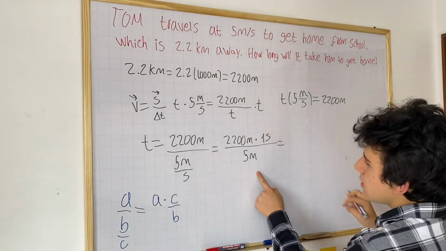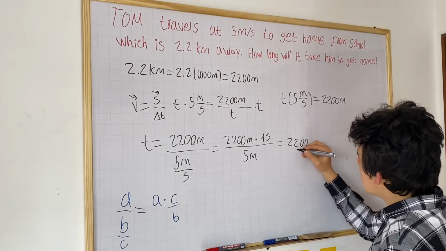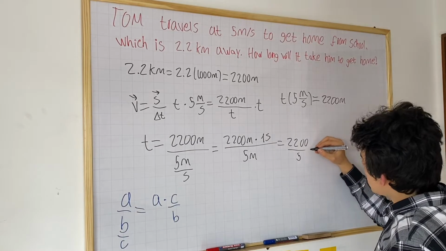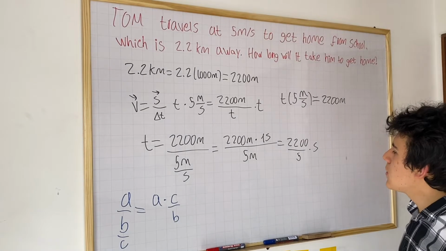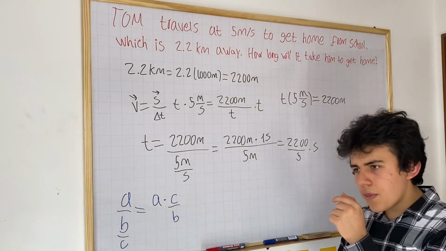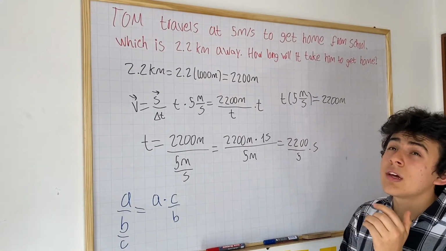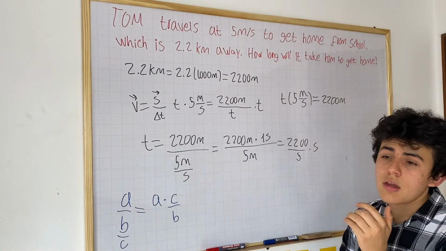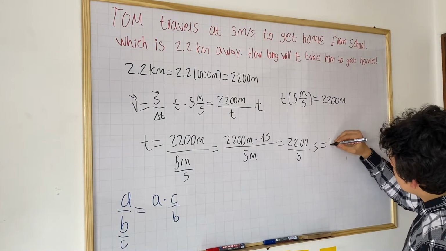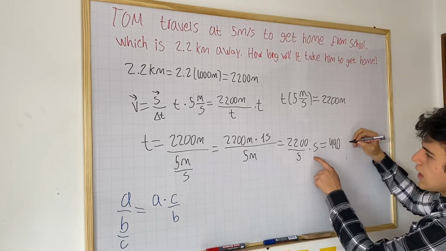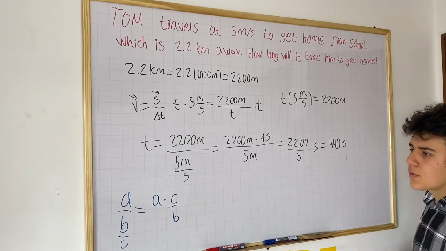Now meters cancels out meters on top, and you would get 2,200 divided by 5 times seconds. Okay, and now this division we would have, if it was 2,000, that would be like 400, and 200, that's 40, so 440. It's this division, 440 times seconds. We have 440 seconds, so this is the answer we're looking for.